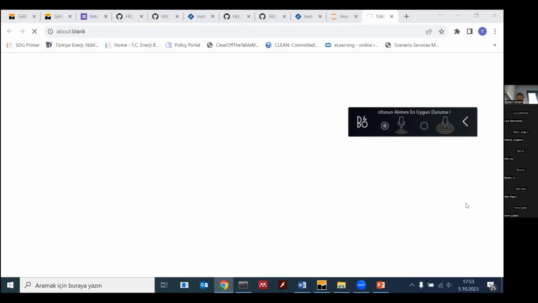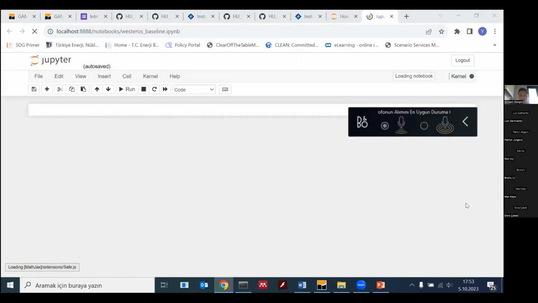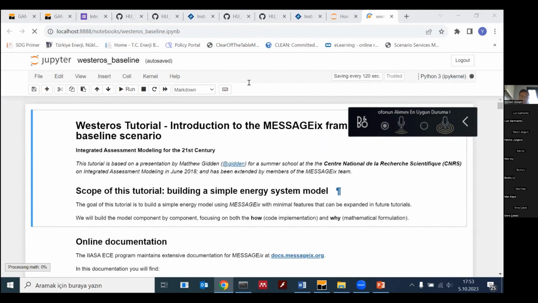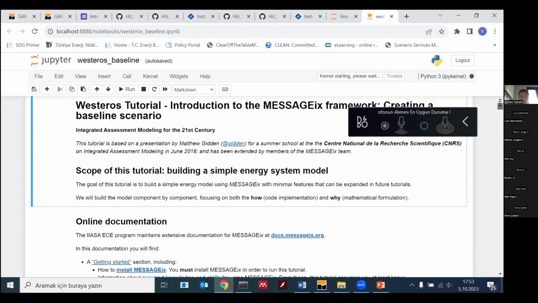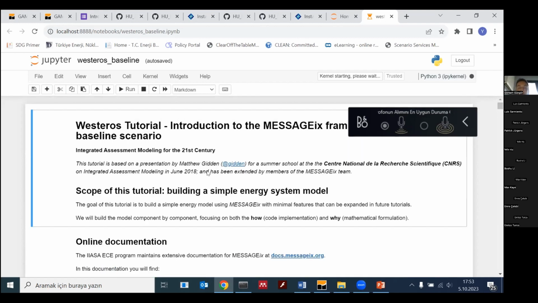The solver in MESSAGEix is again GAMS, but the interface is from Jupyter Notebook using Python code and connecting with the MESSAGEix server, which is named ixmp. This is an abbreviation: ixmp. I is for integrated, X for cross-cutting, MP is the modeling platform.